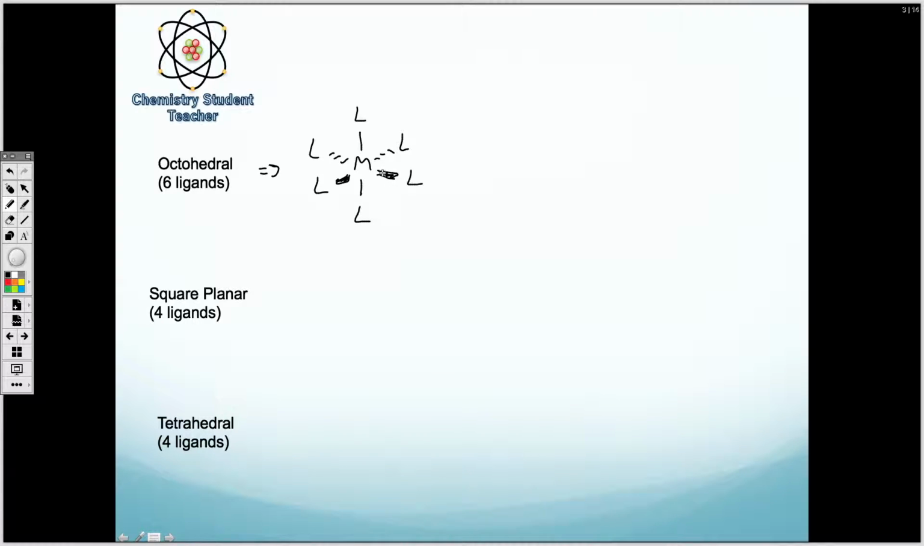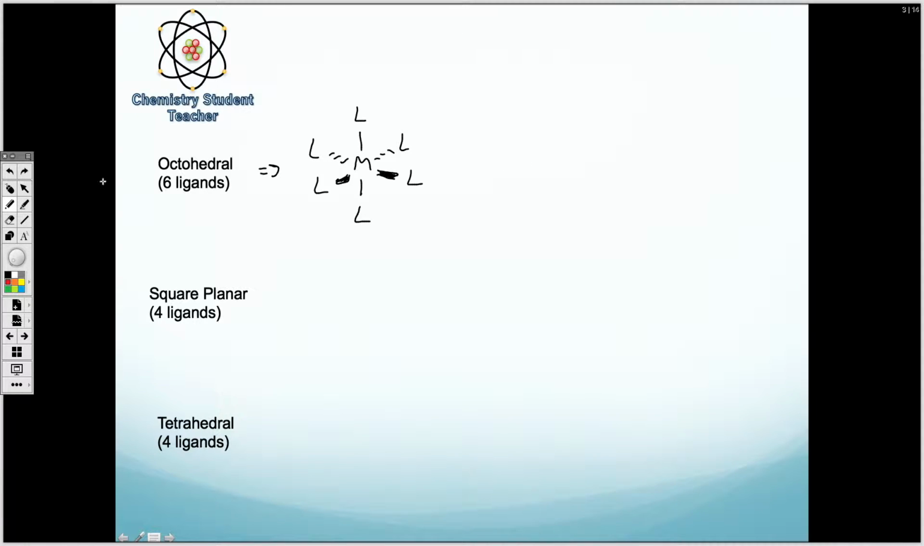But remember, this wedge bond means it's coming out of the page, while the dash bond means it's going behind. So in a way, if we were looking at this perfectly side on, we would have something like this, where we've got the 2 ligands right there, and as these are in plane of each other, they would just look like a straight line. Hopefully that's not too confusing, but that's how we draw an octahedral.